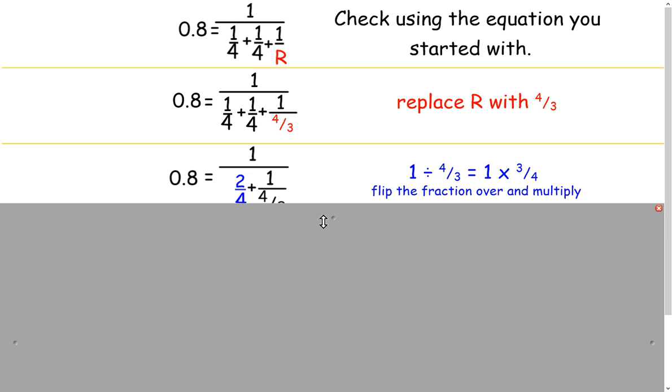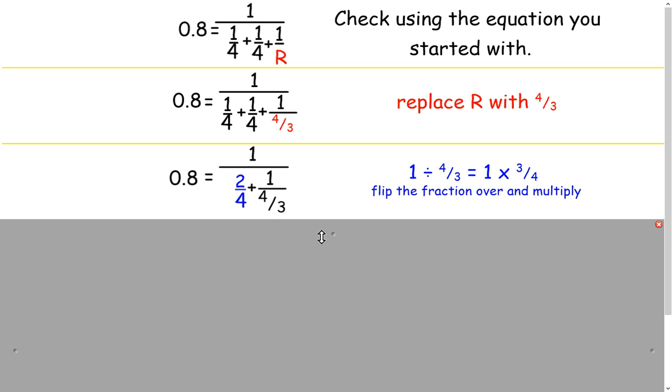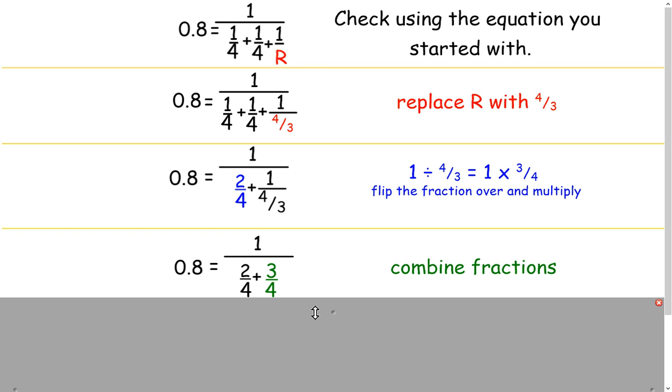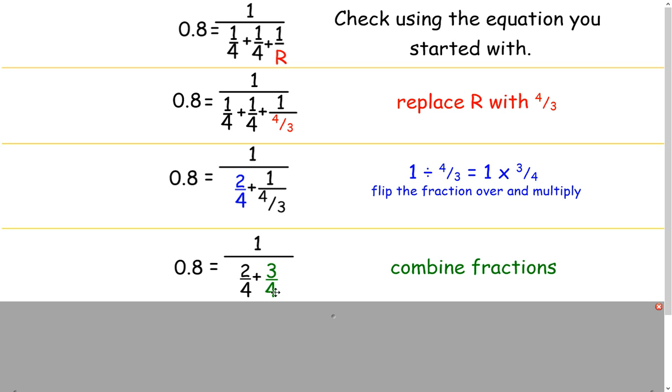Okay, we're going to place the R. First we combined the 1/4 and 1/4, and we got 2/4. Then we're going to take this 1 over 4/3, and we need to change this part. This really means 1 divided by 4/3. When dividing by a fraction, you flip the second one over and multiply. That's the same thing as saying 1 times 3/4, so you get 2/4 plus 3/4. So I can combine my fractions now.